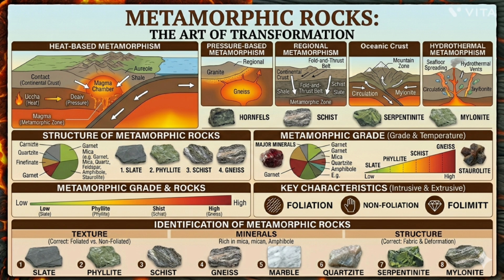Now, I heard you mention metamorphic grade. Can you explain that a bit? Certainly. Metamorphic grade refers to the intensity of metamorphism. As you go deeper into the crust, the grade increases from low grade, like slate, to high grade, like gneiss. And if the rock starts to melt, what happens? It becomes migmatite, which is essentially a bridge between metamorphic and igneous rocks.